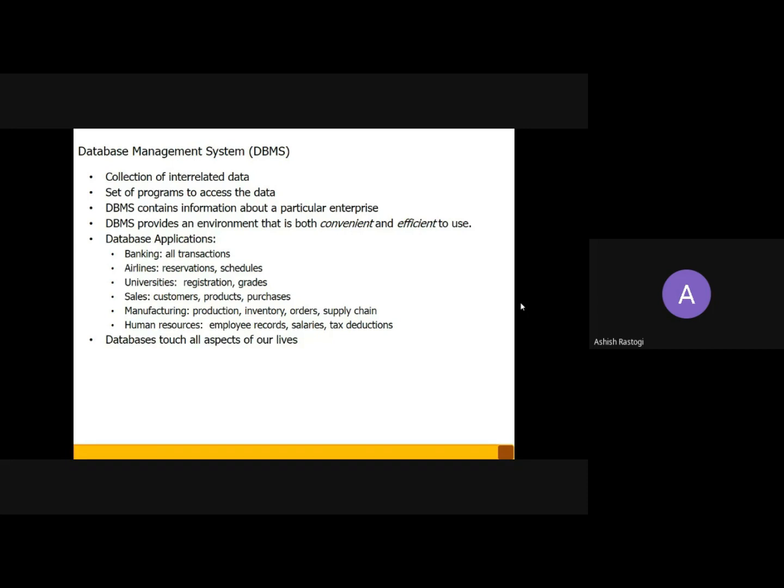So actually, these programs are there, and the collection of these programs becomes a software, like a calculator, right? So a database management system is a software. That means it's a set of programs.